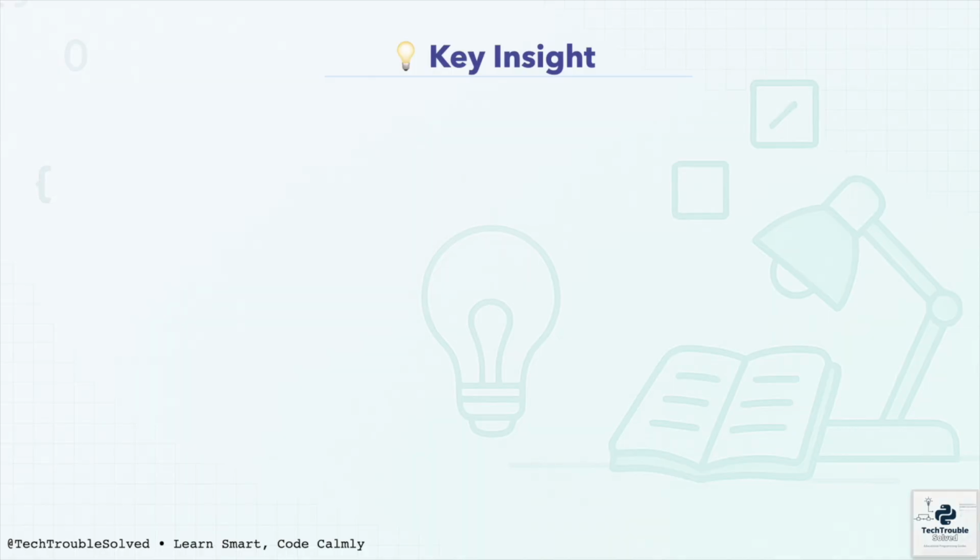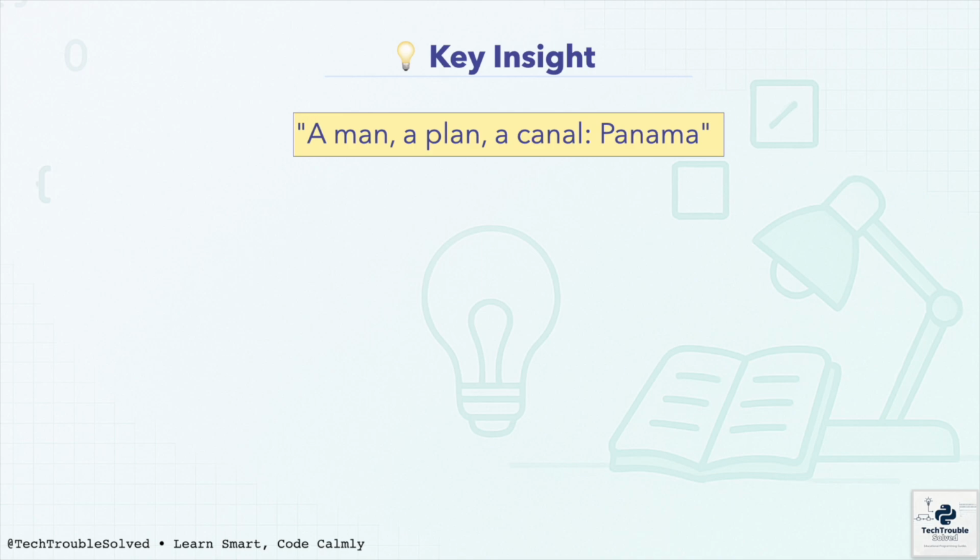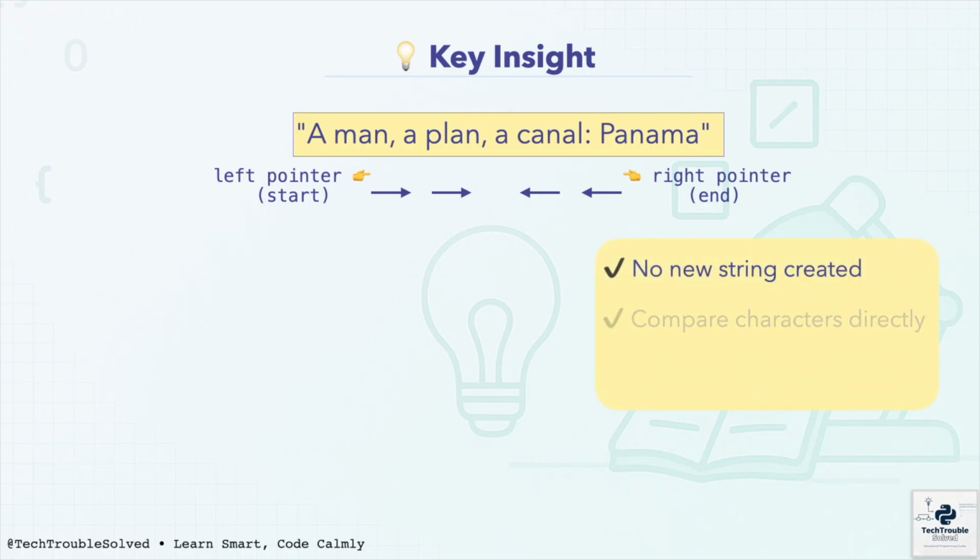To avoid creating new strings, we use a better approach: two pointers. We keep the original string as it is, place one pointer at the start and another pointer at the end. We compare characters directly from both ends and skip anything that does not matter. This way, no new string is created and no extra memory is used.